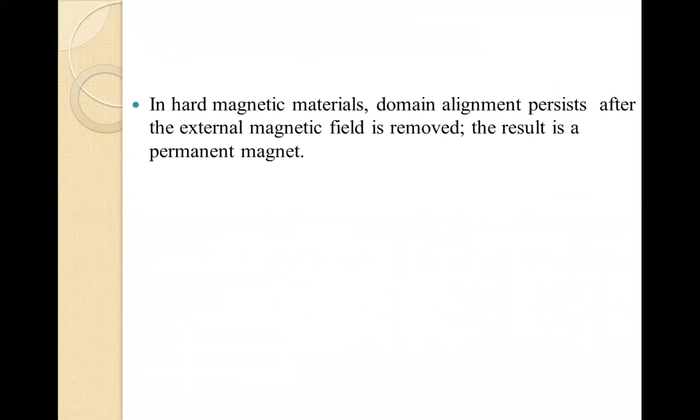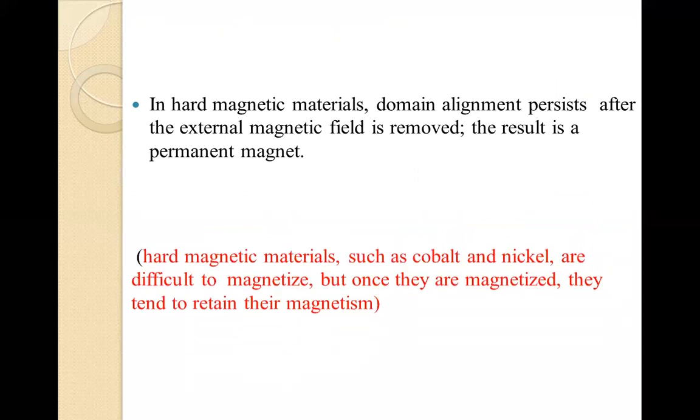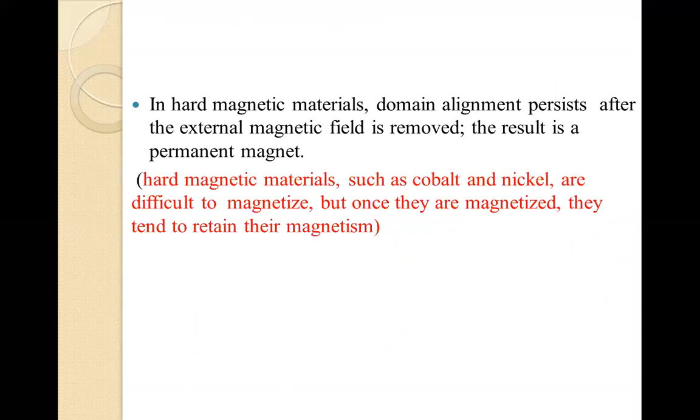But in the hard magnetic materials, the domain alignment persists after the external magnetic field is removed, so it's going to retain the magnetism inside it without any change. So once they are magnetized, they tend to retain their magnetism, keep it, and prevent any change or returning back to the original state, such as cobalt and nickel.